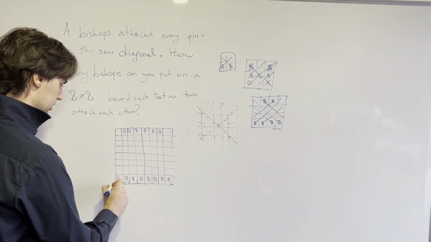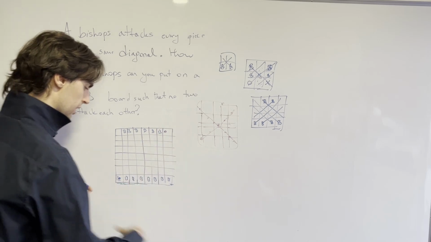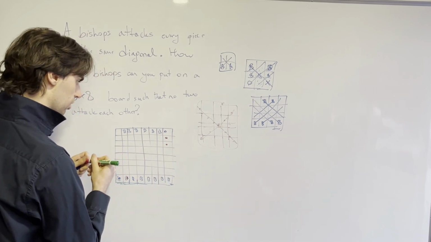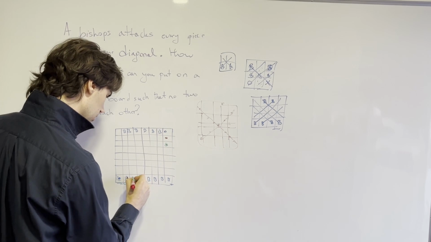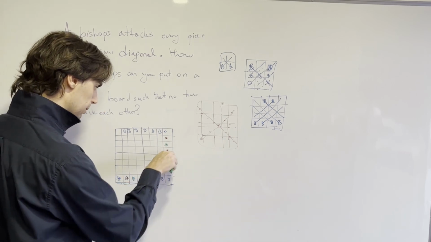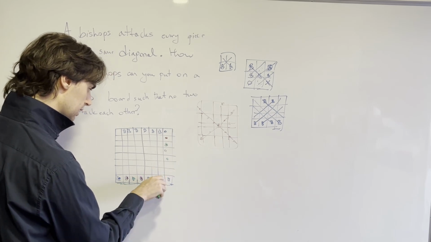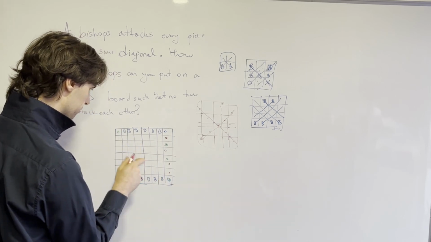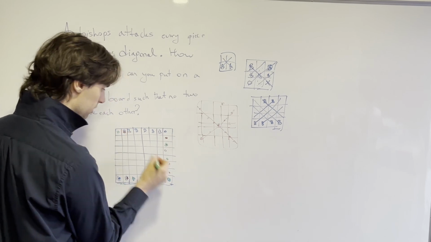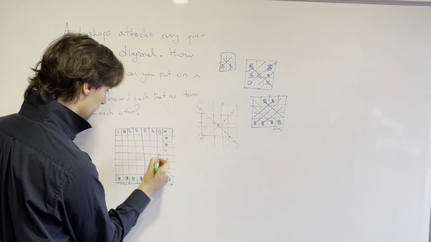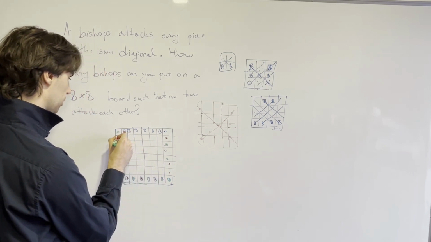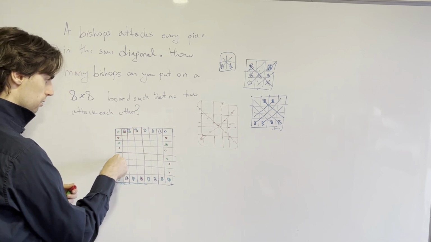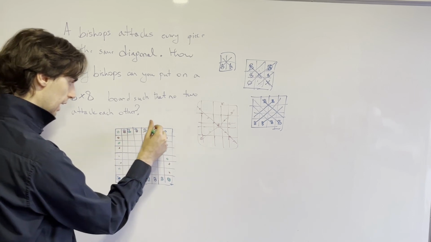Then we say there's a diagonal that goes from here to here, a diagonal which goes from here to here, and a diagonal which goes from this place to this place, and again from this place to this place. Actually, no, we do not want that. We want to go from here to here, to cover all the squares.